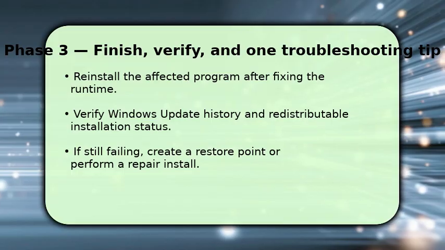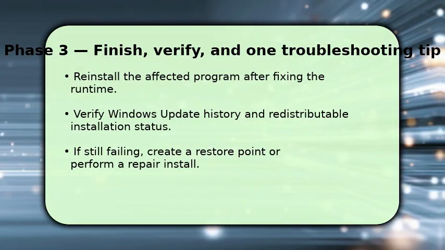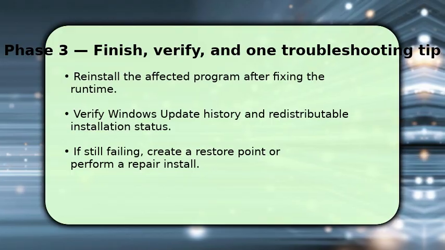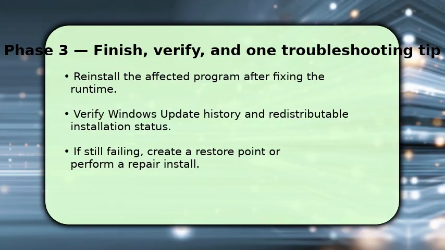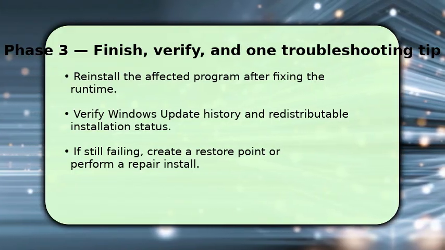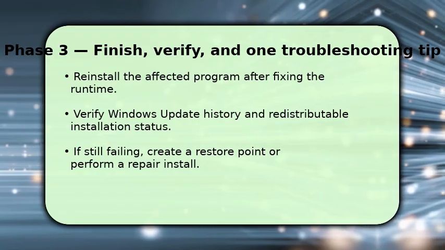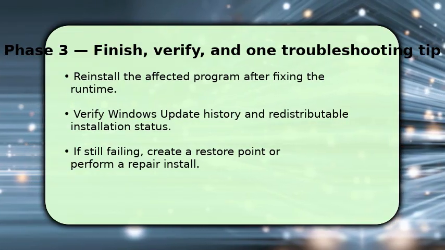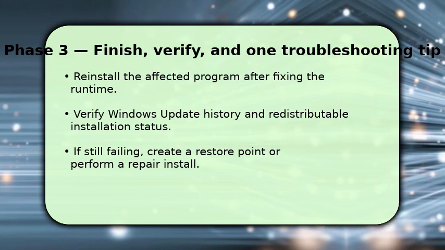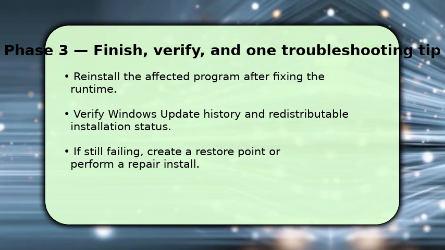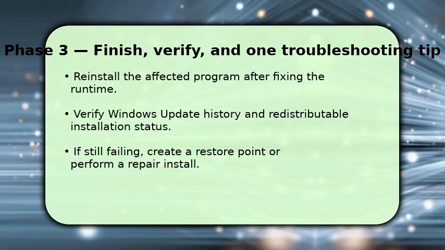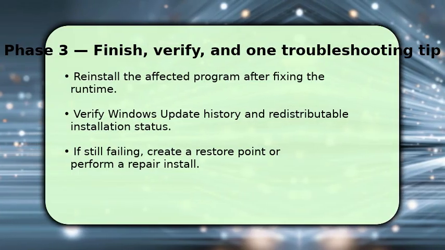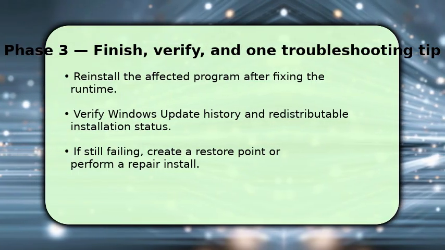Next, verify Windows Update history and the Visual C++ redistributable appears in Programs and Features. If the issue persists, create a system restore point and consider a Windows repair install to avoid data loss. One key troubleshooting tip: if errors continue, boot into safe mode and run SFC and dism there. This can bypass interfering drivers or antivirus software.